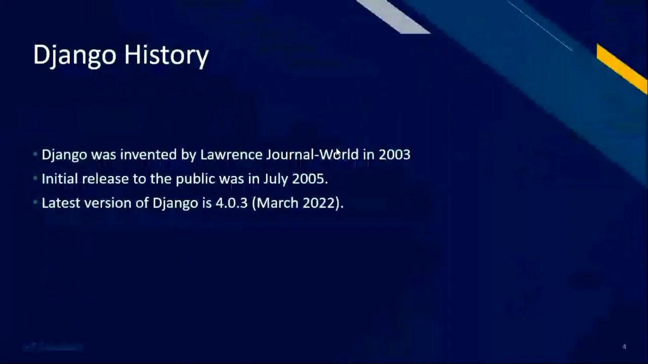The history of the Django framework. Django was invented at the Lawrence Journal-World in 2003. It was initially released to the public in July 2005. The latest version of Django is 4.0.3, which was released in March 2022.